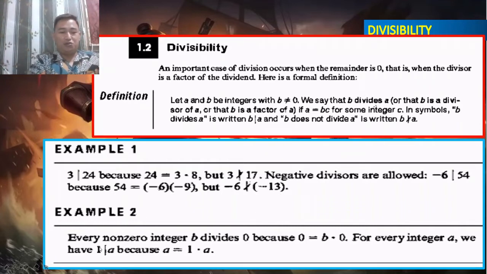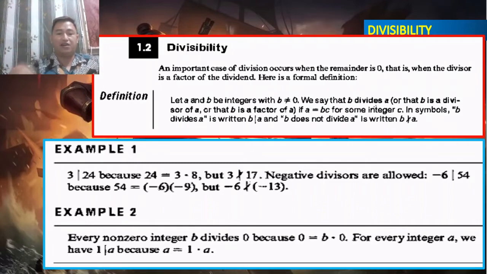Example number 2: every non-zero integer b divides 0, because 0 is equal to b times 0. So a can be 0, class. But for b, every non-zero integer b divides 0. Only non-zero. Why non-zero, sir? Because if b is zero, it would be 0 divided by 0, which is indeterminate. So b cannot be 0. It can be negative or positive, since it is just a non-zero integer.